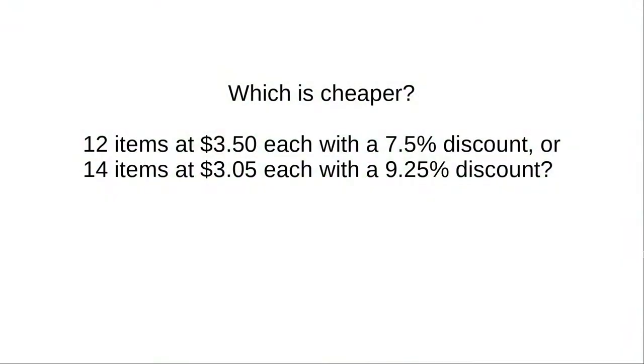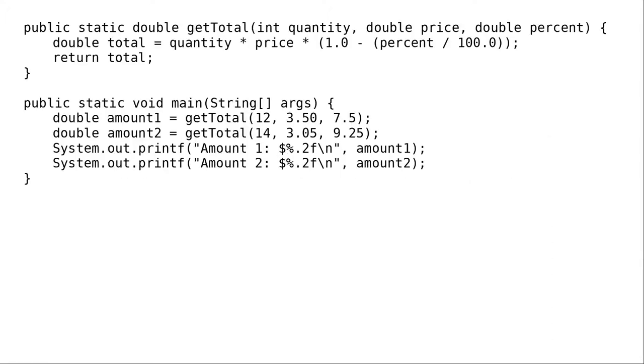Let's write a program to solve this problem. Which combination of quantity, price, and discount is cheaper? Here's the code with a method named getTotal to calculate the total price, and a main method that calls getTotal.